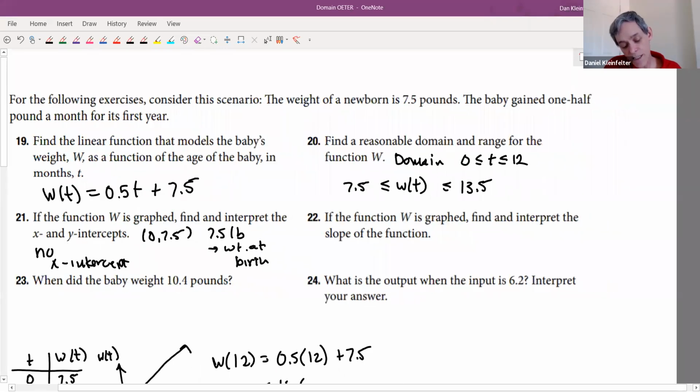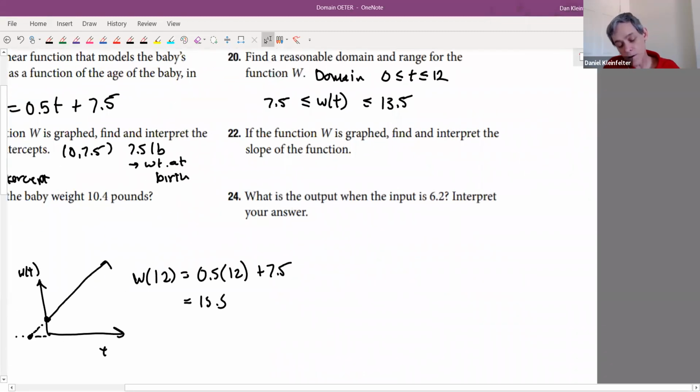Okay, if the function W is graphed, find and interpret the slope of the function. That was the 7.5. No, the 1/2 pound per month growth rate.